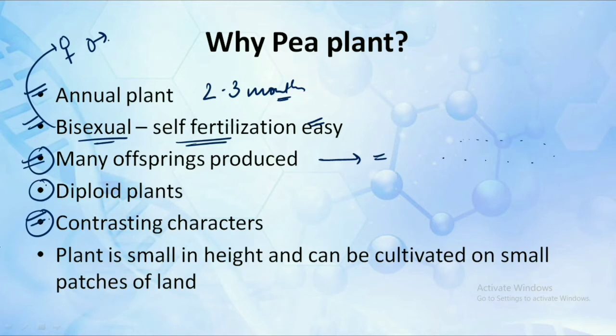The next reason was that the plant was of average height, that is, it was of small height and it could be cultivated on small patches of land. Hence, it was easy for him to manage those plants. So these were the reasons why he chose pea plant for his investigation.